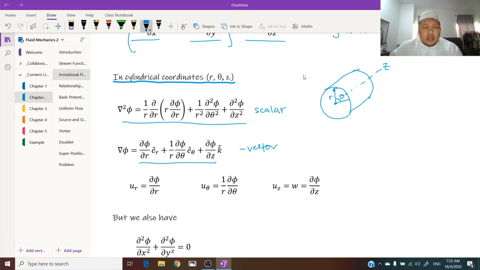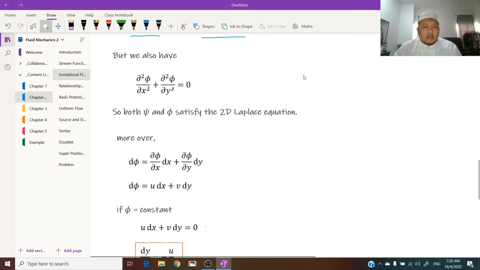So again, we know that in the vector form, this is actually ur, this is u theta, and then this is uz. So if that was the case, we have ur equal to dphi/dr, u theta equal to 1/r del phi/del theta. All right. Again, maybe we're not seeing this in this topic because our focus is more on two-dimensional flow, which involves u theta and ur only.